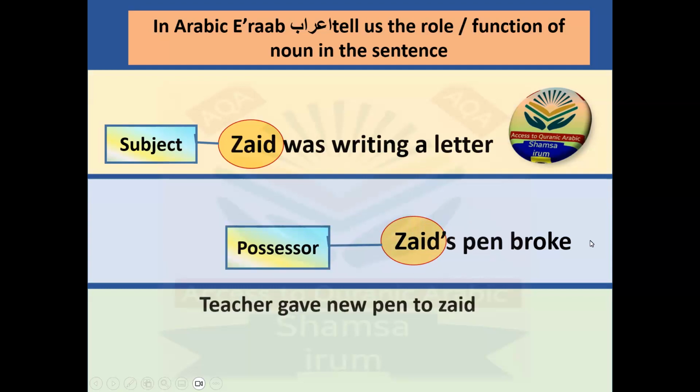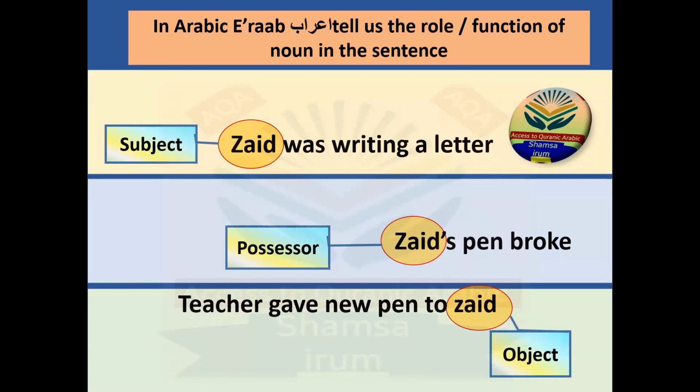Now one last sentence. The sentence is: teacher gave a new pen to Zaid. Now what's the role here for Zaid in the sentence? I hope you will answer that Zaid acts here as an object, because the work is done on the object. In this sentence, the subject is the teacher, because the teacher is giving something to Zaid. The teacher is who is giving the pen to Zaid. So the teacher acts here as a doer. Teacher is a subject, and the object is Zaid. So there are three positions here. Let me write this as well, the object.